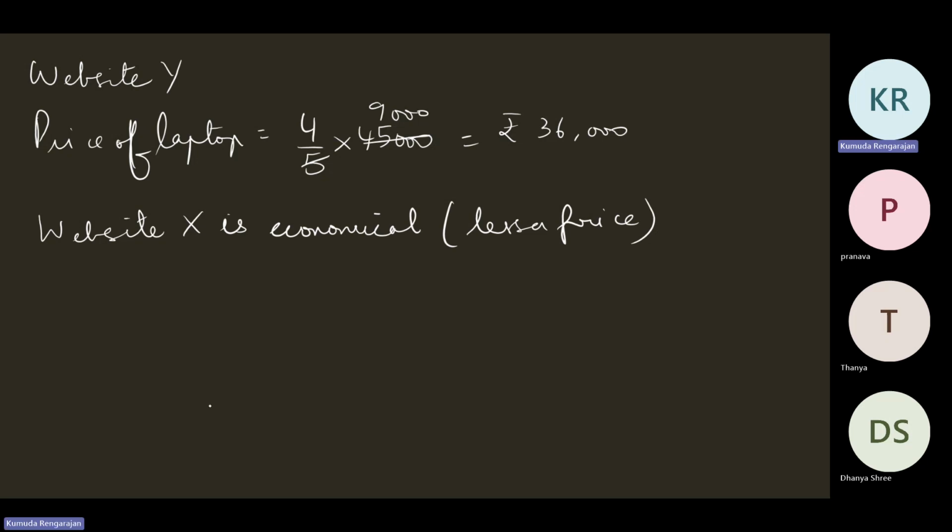Okay, the next one is, at what fraction of the original price is the laptop available at checkout on website X? So you just have to find a fraction here. What fraction of the original price? What's the original price? 45,000. But what was the checkout price? 27,750. This fraction you have to find, that's all.